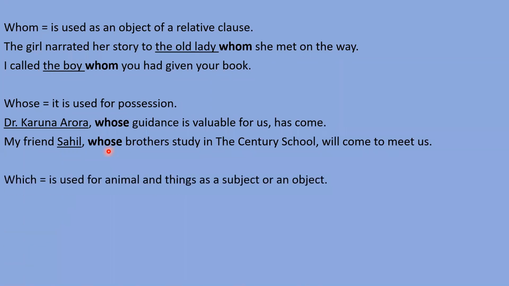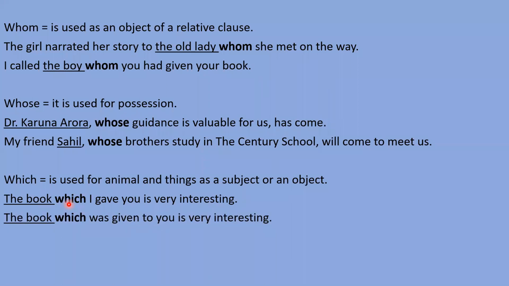Next, which. Which is used for animals and things as a subject or as an object. So which word को हम subject की तरह भी use कर सकते हैं, object की तरह भी use कर सकते हैं. Basically उसको animals के लिए और things के लिए use करते हैं, right? Like, the book which I gave you is very interesting. The book which I gave you is very interesting. So you can see that this which word we have used for the book. The book is no living thing, that is an object, right? Means anything. So which word we can use for things also and for animals also.